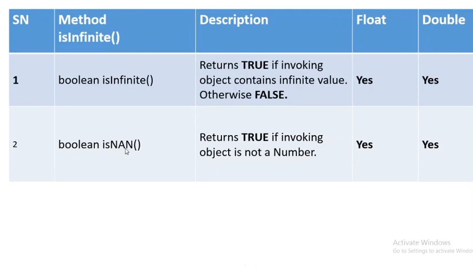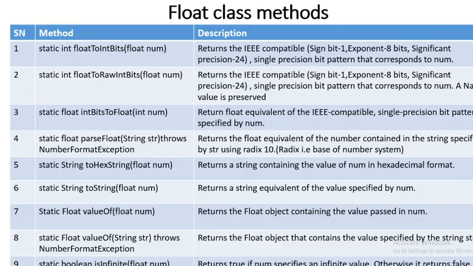isNaN. The return type is again boolean. isNaN means not a number. It returns true if the invoking object is not a number. This is available with Float as well as with Double. So if you are using a Float object and that object contains a value which is not a number, the return will be true, otherwise the return will be false. The same thing will happen if you are using a Double class object.